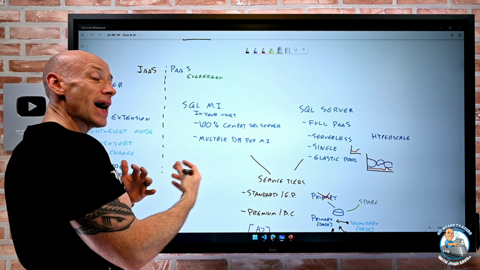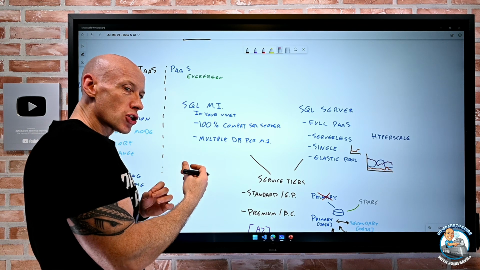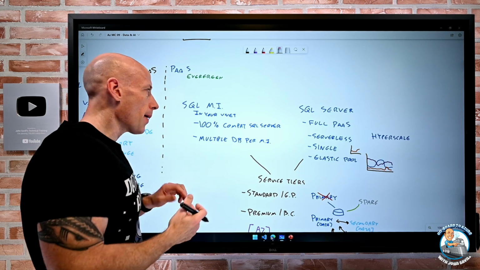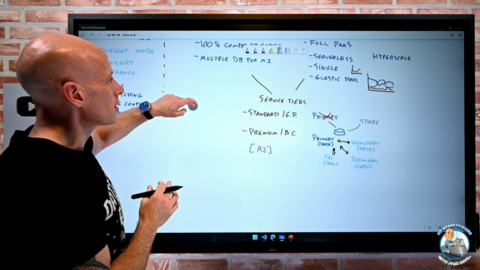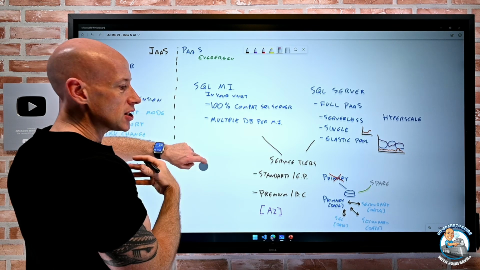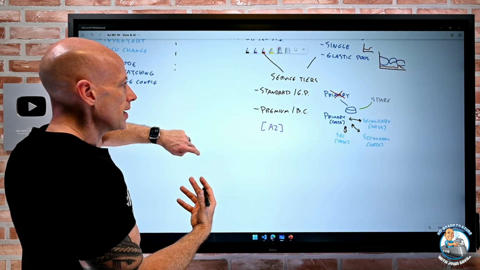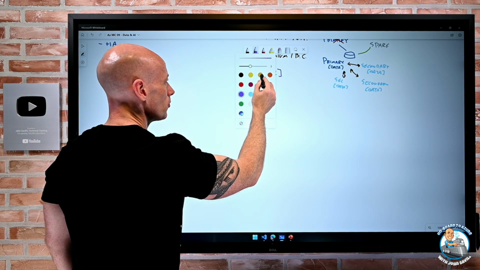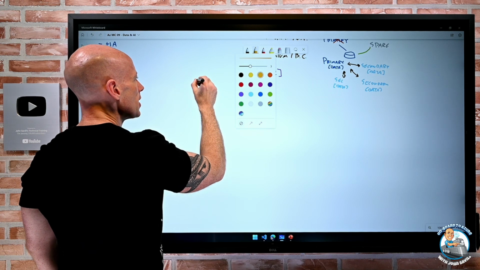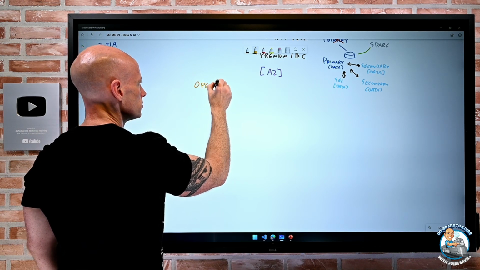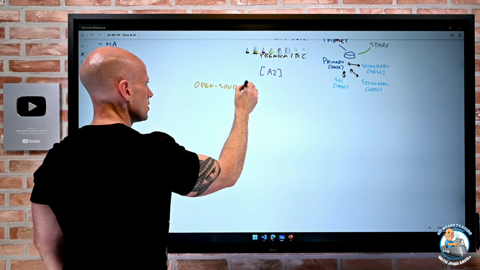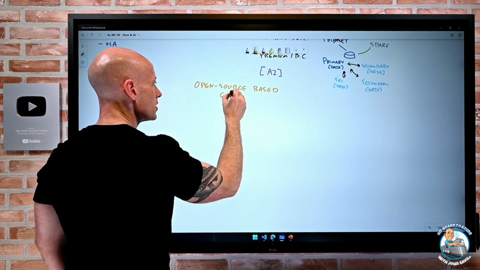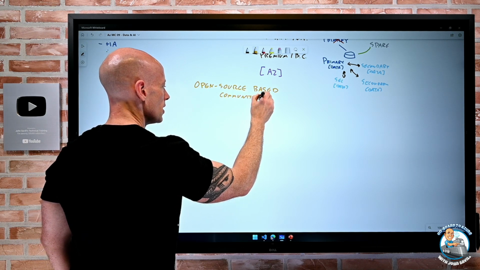Now maybe I have to tell it, hey, I want to go to some version. Sometimes it can do big upgrades for me. Sometimes it's just going to do the minor upgrades for me. But we're still in the PaaS world. But now instead of it being SQL Server based, which is a solution from Microsoft, now we're instead going to be open source. So we have open source based. And once again, it's using the community editions.